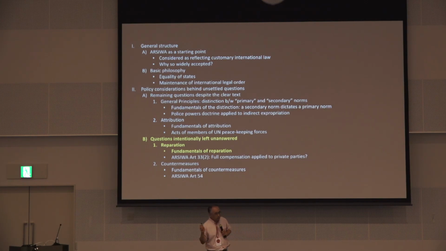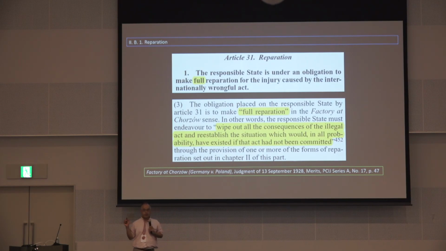What kind of issues? First, the reparation. The reparation rules may look, again, quite simple and clear. Full reparation, Article 31: full means wipe out all the consequences of an illegal act. All the consequences, and you have to wipe out all the consequences of the illegal act. This is a famous quote from the judgment of the Permanent Court of International Justice, Factory at Chorzów, rendered in 1928, almost 100 years ago. I don't know how many times this phrase was quoted, certainly more than 100 times by the international courts and tribunals.